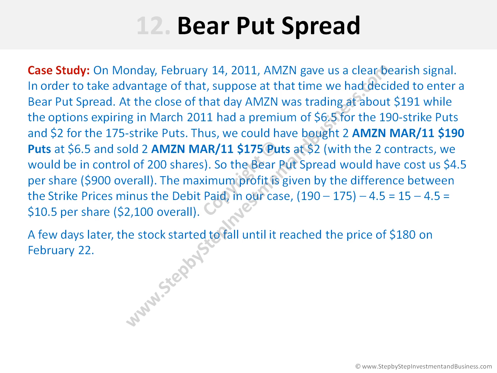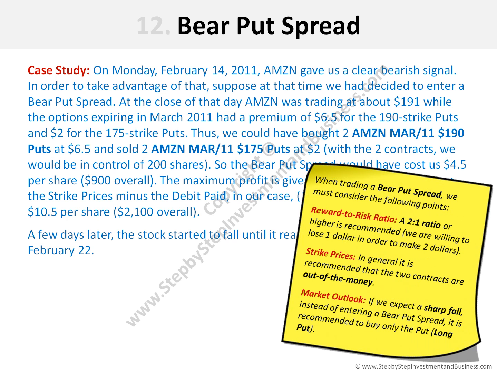The maximum profit is given by the difference between the strike prices minus the debit paid, in our case, 190 minus 175 minus 4.5, which is equal to $10.5 per share, that is, $2,100 overall. A few days later, the stock started to fall until it reached the price of $180 on February 22.